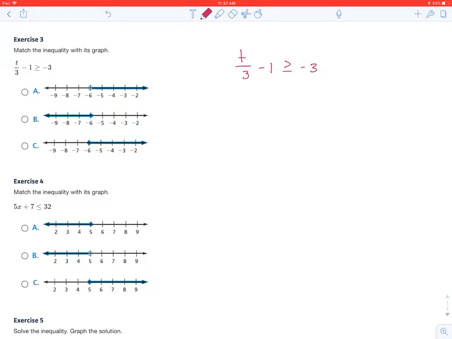If this is t divided by 3 minus 1, I can multiply both sides by 3. That leaves me with 3t over 3 minus 3 is greater than or equal to negative 9. 3 divided by 3 is 1, so that's t minus 3 is greater than or equal to negative 9. I would add 3 to both sides, and that leaves me with t is greater than or equal to negative 6. So again, you can do it in the other order, but it's just easier to do addition subtraction before your multiplication division.